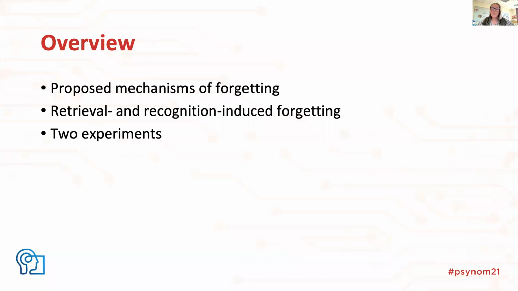I'm going to begin by briefly discussing three proposed mechanisms of forgetting before focusing on inhibition for the majority of the talk. Then I will describe both retrieval and recognition-induced forgetting, which are relevant to the experiments reported here. Finally, I will describe two experiments testing the inhibition account of forgetting in recognition.